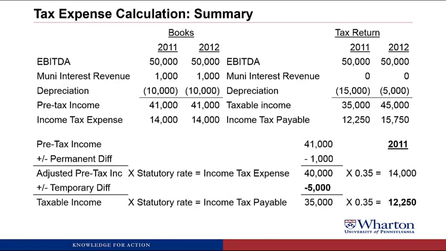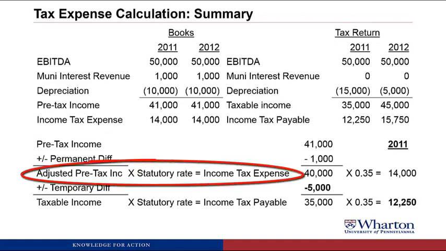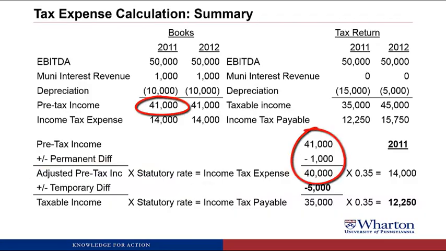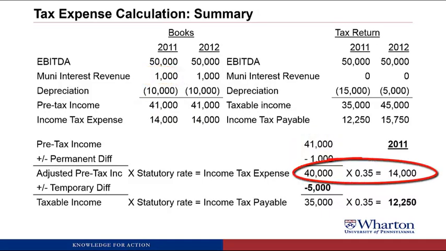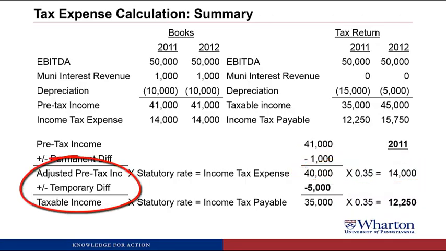Okay, I'm just going to wrap this video up with a quick overview summary slide of how all this stuff works. So pre-tax income on the financial statements, on the books. If you take out the permanent differences, you get adjusted pre-tax income. You take that adjusted pre-tax income times the statutory rate, and you get the income tax expense. So in 2011, $41,000 pre-tax income, subtract the $1,000 of permanent differences to get $40,000 of adjusted pre-tax income, times 35% gives you $14,000 of income tax expense.